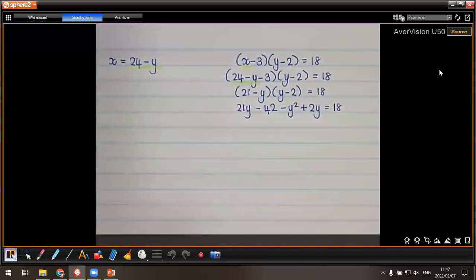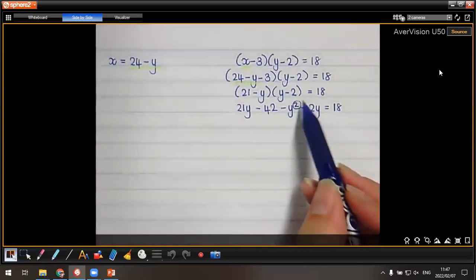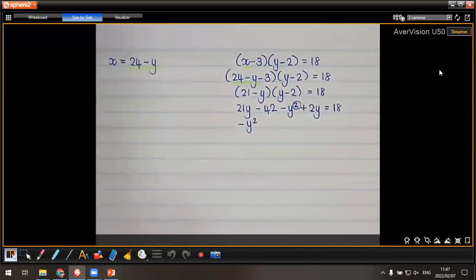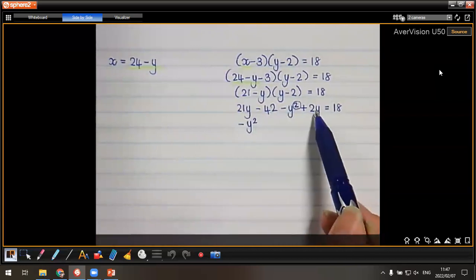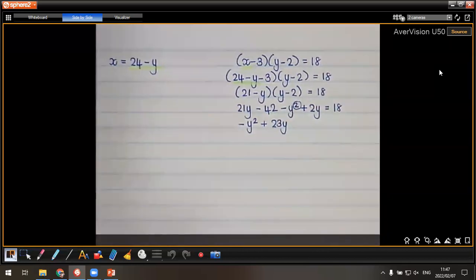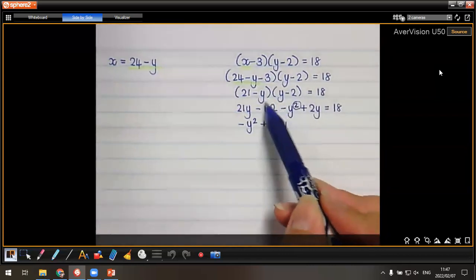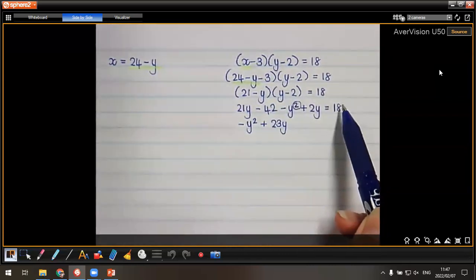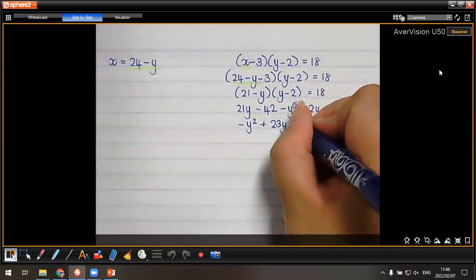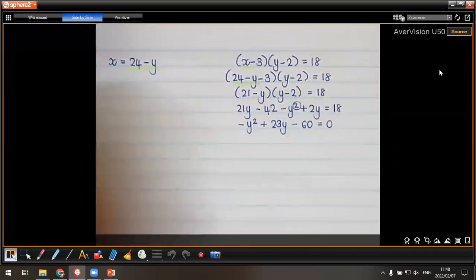What type of equation is this? Quadratic, right? Because of that y squared. So we need to write it in standard form. So let's put the y squared in the front. So we have negative y squared. Okay, let's look for all our y terms. We have 21y and then plus 2y. That's 23y, right? So plus 23y. Now let's look for our constant terms, the ones that are just numbers. We have negative 42 and then positive 18 on the other side. When I move it, it's going to become minus 18. So we have negative 42 minus 18. That is negative 60, right? And then that is equal to 0.